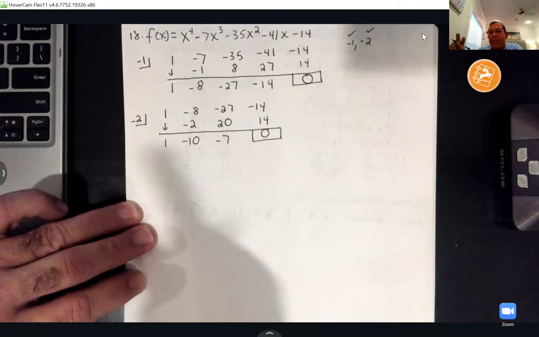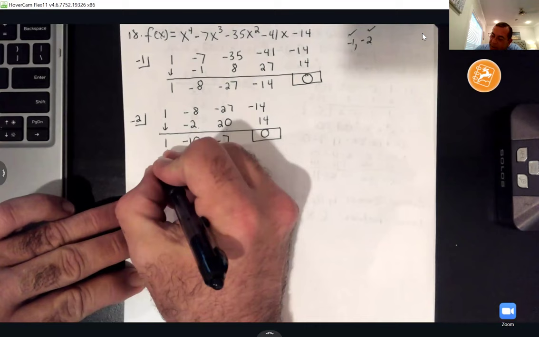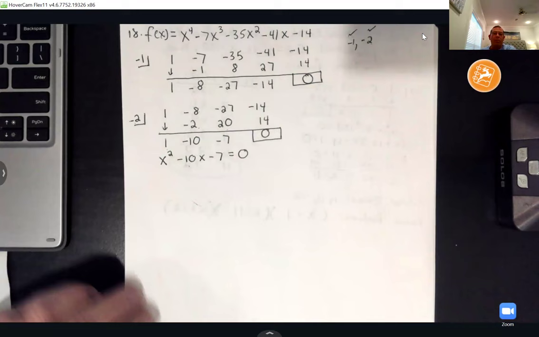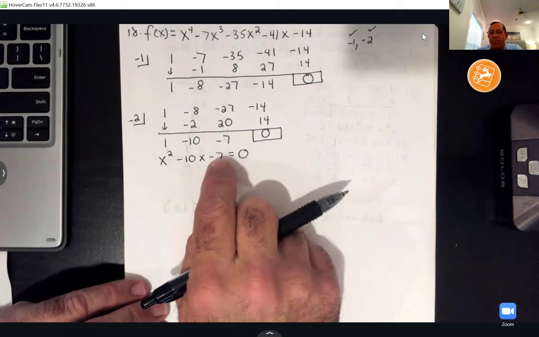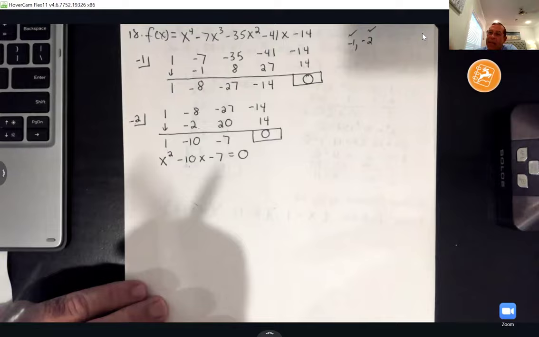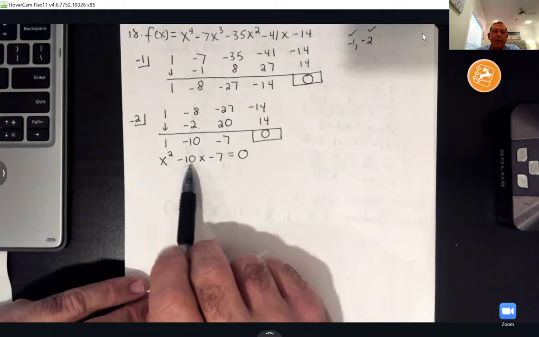So let's see what we get out of this. So remember, this is like 1x squared minus 10x minus 7. So I'm going to set that equal to 0. Now I'm just going to check and see if it factors. If this was going to factor, I'd have to find factors of 7 that subtracted to get a 10. Well, 7's only got 7 and 1 as its factors, and that's not going to subtract and give me 10. So this one does not factor, so we got to do the quadratic formula.